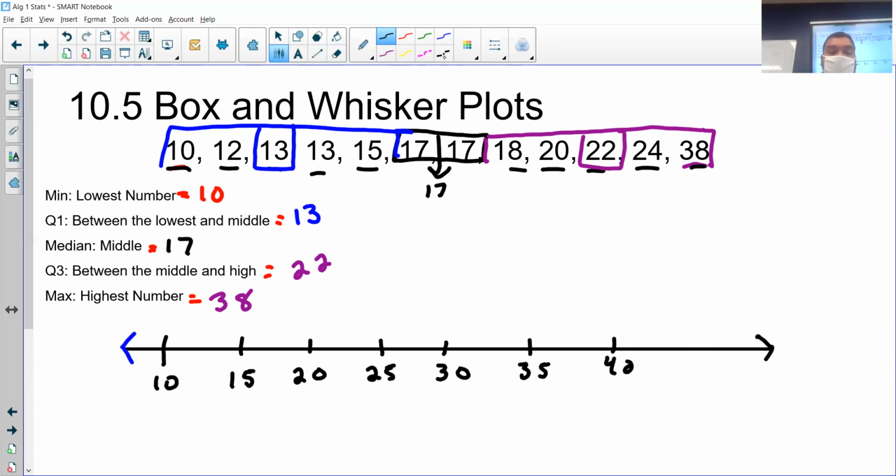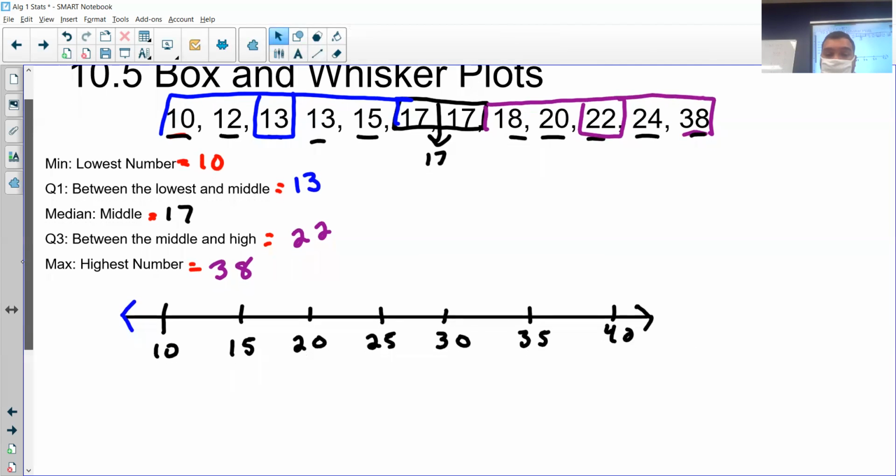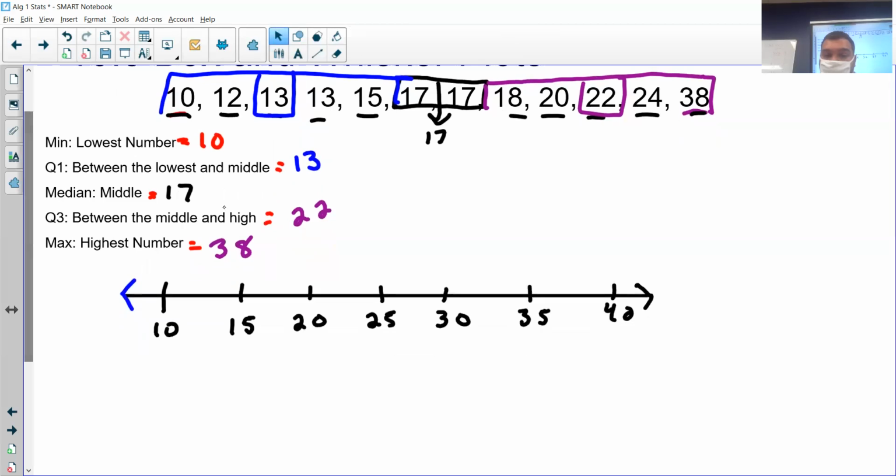If I wanted to stop right here, you could take an eraser and shorten your line like this. You could go all the way to 60. It doesn't matter where it ends. All right.